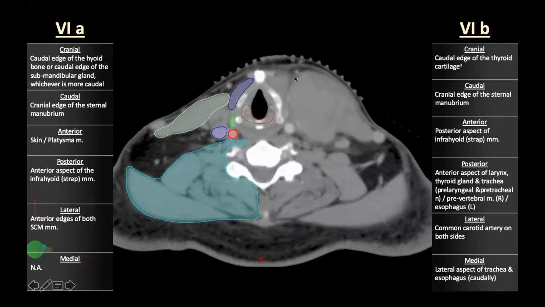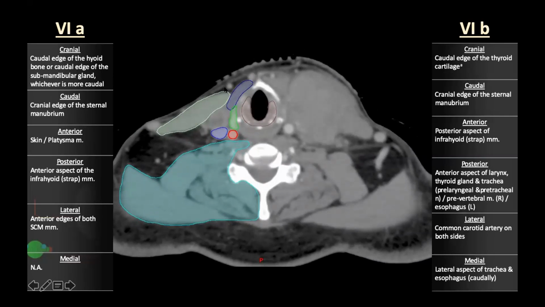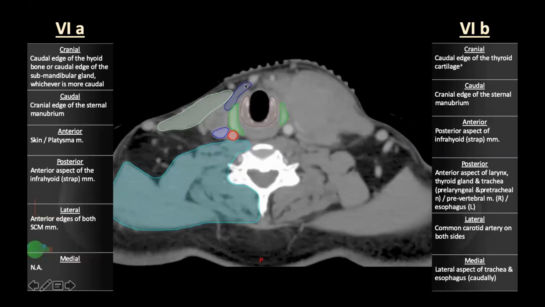We'll continue to contour 6A all the way to the manubrium sternum. This thin space between the platysma and the strap muscles, and laterally between the two sternocleidomastoids, is your level 6A, or your anterior jugular group of lymph nodes. You have to contour it up to the manubrium sternum. But once your thyroid cartilage ends, you'll also start contouring level 6B. It is the space medial to the carotid artery. So this space over here is your level 6B.